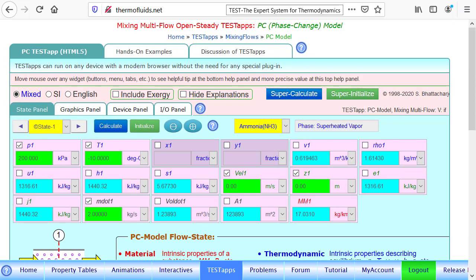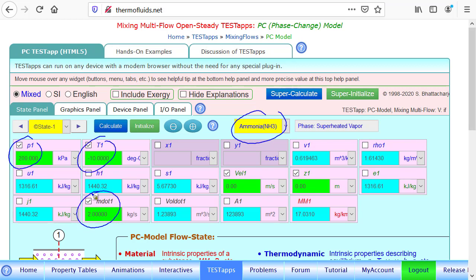I have already launched the TEST app and entered state 1. Obviously, I selected ammonia as the working fluid, entered the pressure that is given, temperature that is given, mass flow rate that is given for state 1. And because Ke and Pe are negligible, I left the velocity and altitude at their default values of 0.